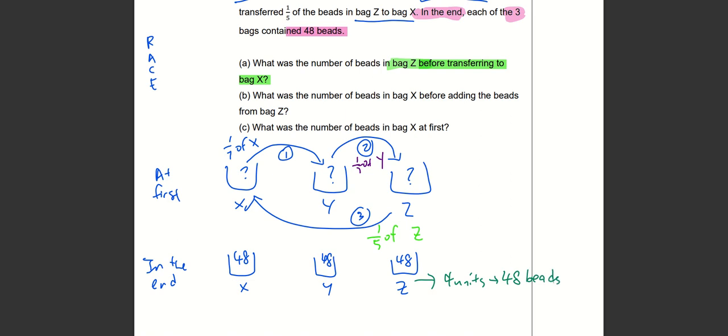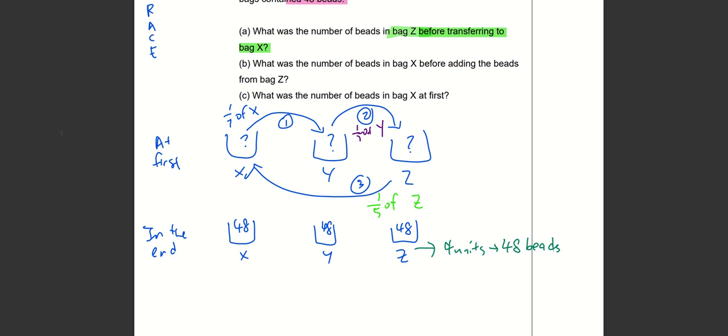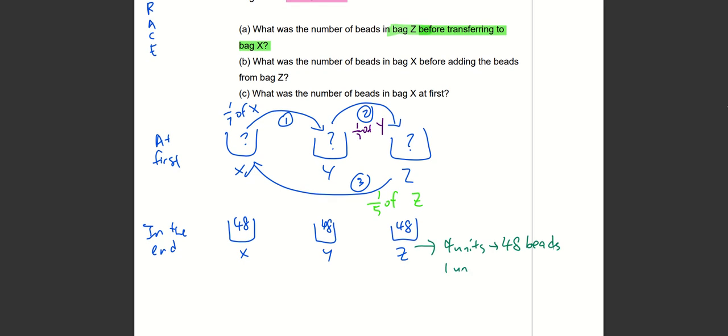Can you understand this part? So if you work backwards, the last step was taking part of z and giving to x. So if I were to work in reverse, I give it back to him. So the amount that was given from z to x was 1 unit. The remaining was 4 units. Which means, if I look at 1 unit, how much is that? 48 divided by 4, that will be 12 bits.